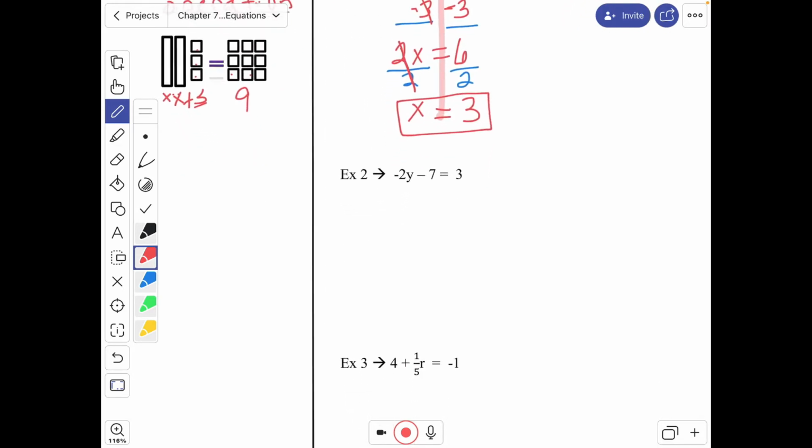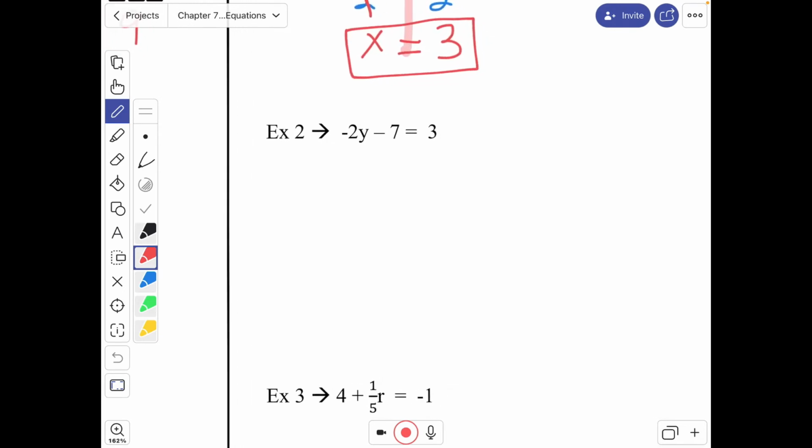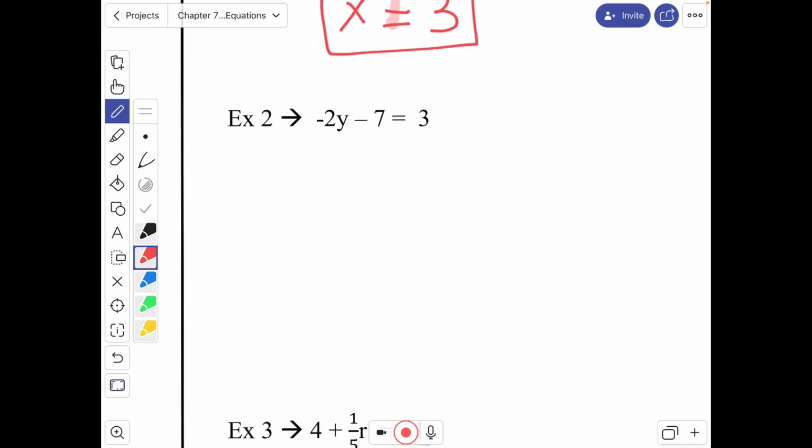Let's try another example, this time with subtraction. There's my equal sign, and remember, whatever I do on the left side of that equal sign, I have to do on the right side. We're doing everything backwards, so we do subtraction first, undo the subtraction. So the opposite of minus 7, think of it like negative 7, would be positive 7. And since negative 7 and positive 7 are opposites, they will cancel.